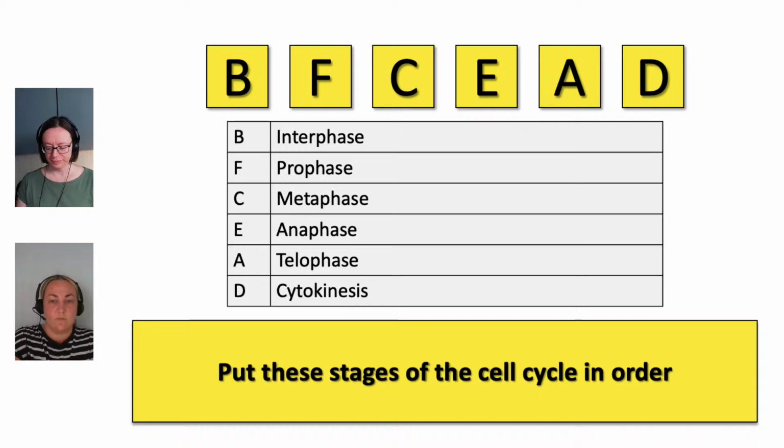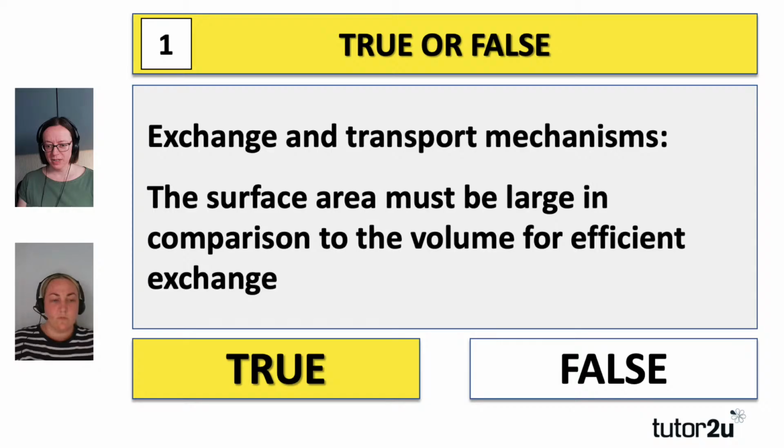Okay. Let's move on to the next one. So now we've got some true or false, and it's all about exchange and transport mechanisms. So hopefully you guys know this topic. The first one is: the surface area must be large in comparison to the volume for efficient exchange. Is this a true statement or a false statement about exchange and transport?